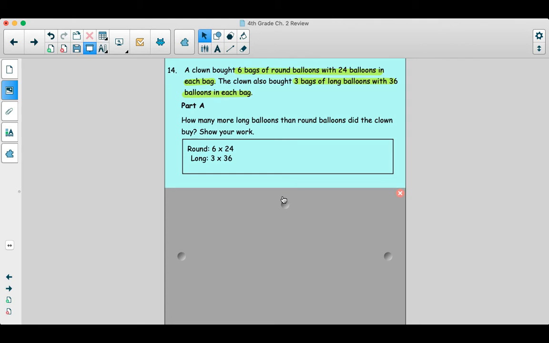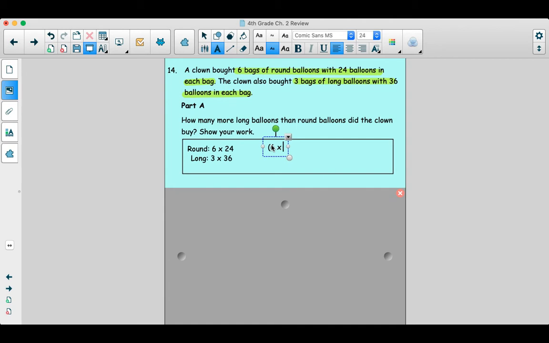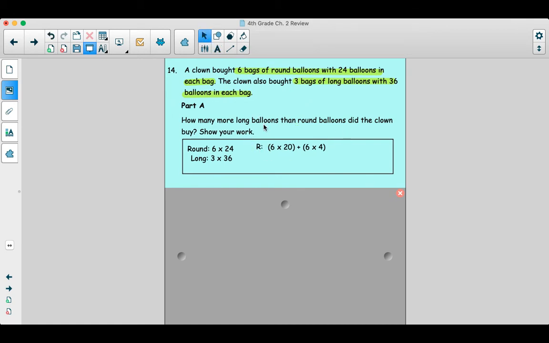So 6 times 24. So I might do 6 times 20. Would you guys do the distributive property here? I'm curious about your strategy. So I think I would do 6 times 20 plus 6 times 4. And that represents 6 times 24. I just split this 24 into a 20 and a 4. All right, so this is going to represent my round. I'm going to put a little R there. I like to keep track of what I'm doing.